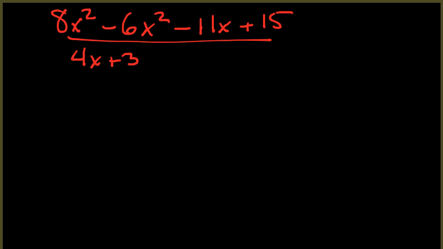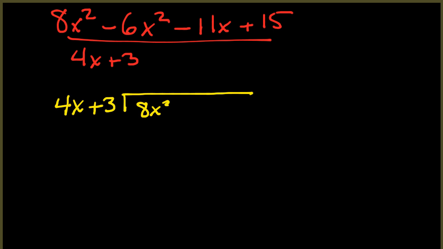This is dividing polynomials. The first thing I'm going to do is take my 4x plus 3, and in my dividend box, I'm going to be dividing 8x squared minus 6x squared. Sorry, it's 8x cubed, minus 6x squared plus 11x plus 15.